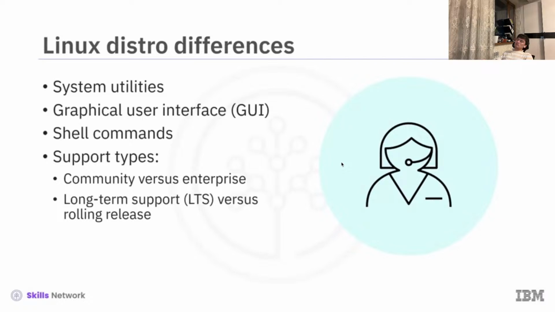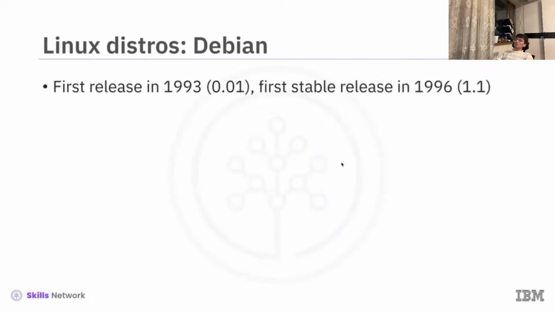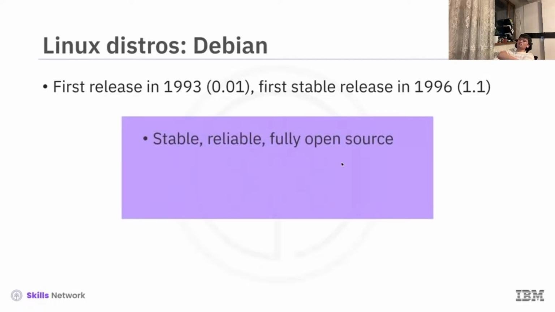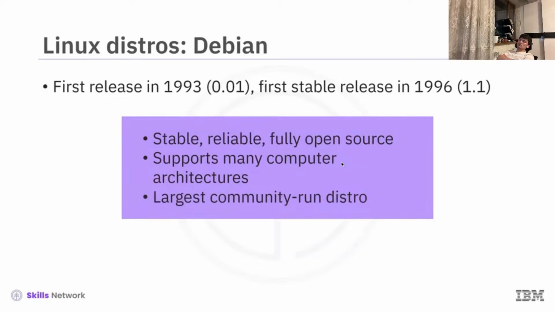Debian is one of the earliest rooted distros, with the first release in 1993 named version 0.01 and the first official stable release in 1996, version 1.1. It is known for being stable, reliable, and fully open source. It supports many computer architectures or types of hardware. These features result in Debian being highly regarded in the server space. And furthermore, Debian is the largest community-run distro currently available.